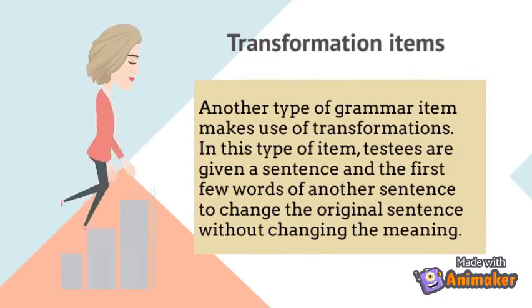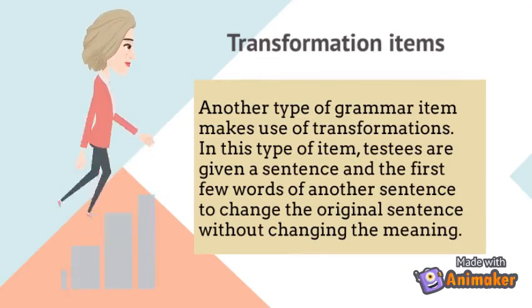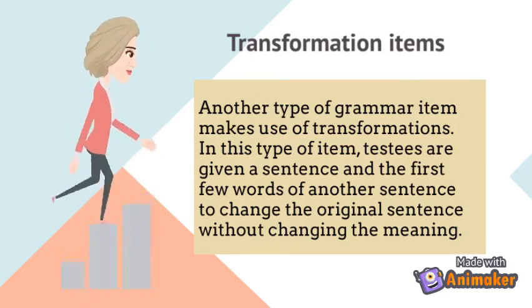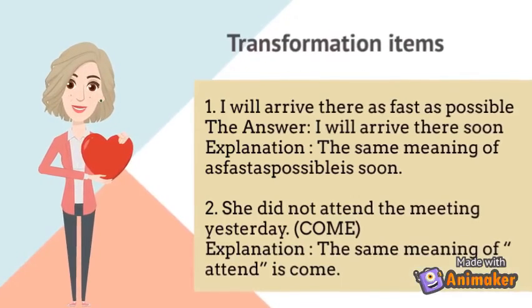Another type of grammar item makes use of transformation. In this type of item, testers are given a sentence and the first few words of another sentence to change the original sentence without changing the meaning. Rewrite the following sentence in another way with a new beginning, with the word given.